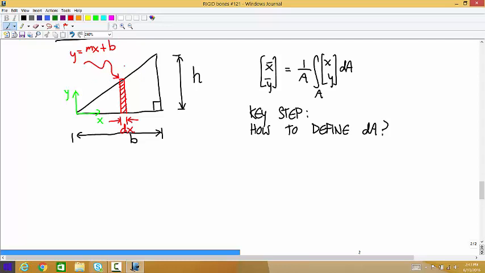What's the y-intercept for this line? 0, because the line goes right through the origin. And what's the slope? Rise over run, so h over b. So this is just going to be h over b x. And so dA then is equal to h over b x, that's the height of the rectangle, times the width, dx.